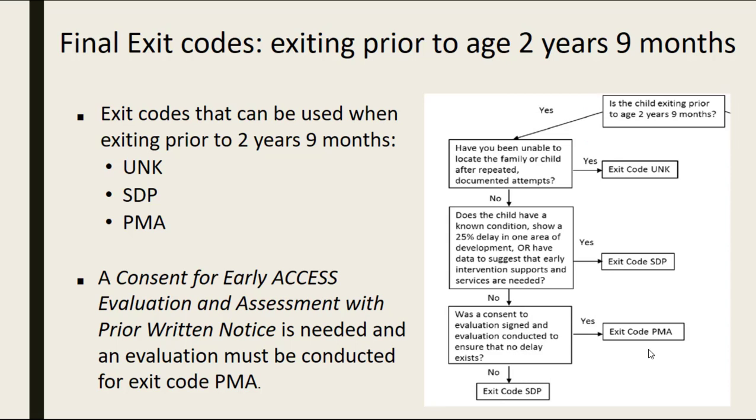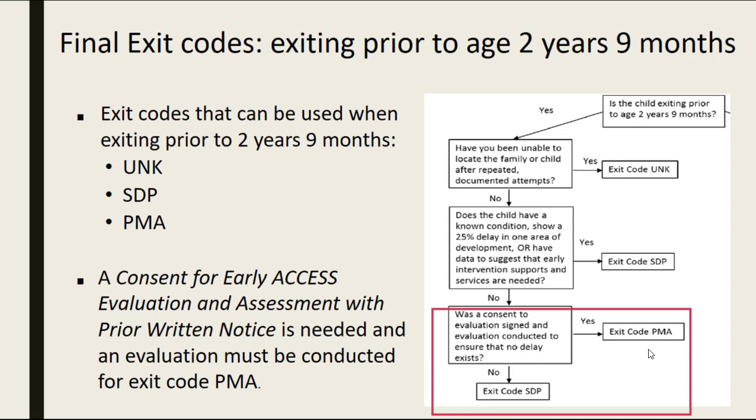If you have been unable to locate the family or child after repeated documented attempts, and the child is going to be exited from early access, exit code UNK is used. If the parents are wanting to exit, even if the child remains eligible because the child has a known condition, shows a 25% delay in at least one area of development, or the team has data to suggest that early intervention supports and services are needed, then exit code SDP is used.